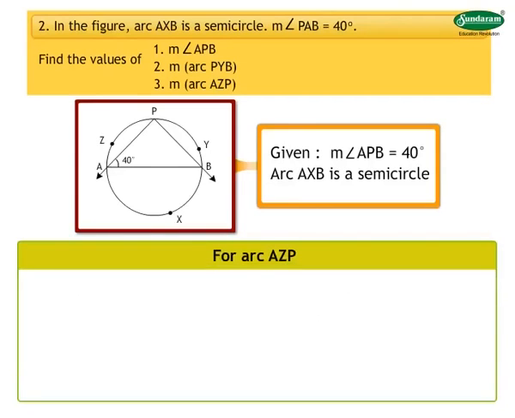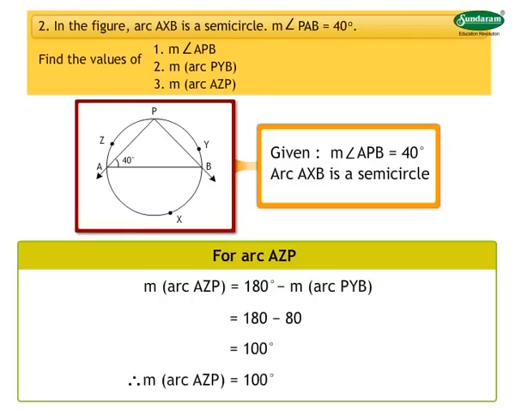For arc AZP, we still have to find the measure of arc AZP. We know that arc AXB is a semicircle. Therefore, AB is the diameter of the circle. Hence, arc APB is also a semicircle. So, measure of arc AZP is equal to 180 degrees minus measure of arc PYB, equal to 180 minus 80, equal to 100 degrees. Therefore, the measure of arc AZP is equal to 100 degrees.